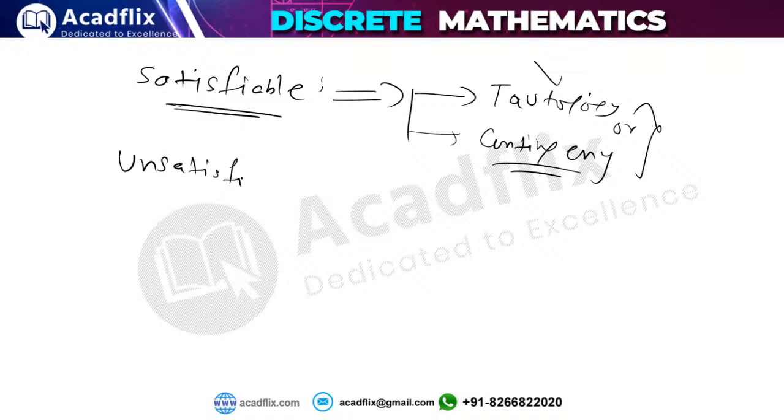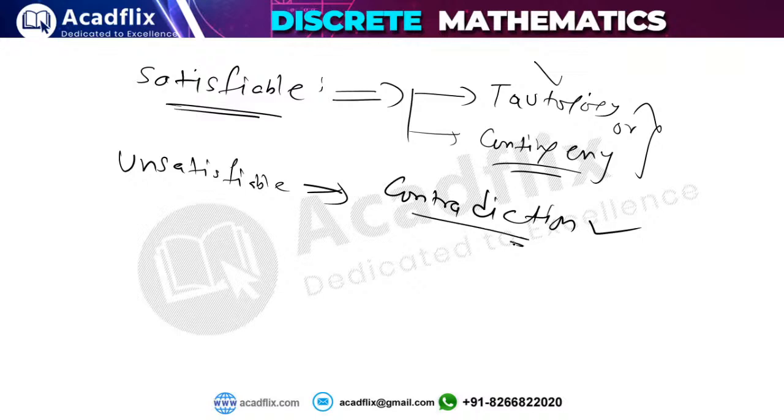Unsatisfiable means contradiction. So you can very easily find out now. You already know how to find out contradiction, contingency, tautology. If your formula is tautology or contingency, then your formula is satisfiable. If your formula is contradiction, then your formula is unsatisfiable. Okay, so let's take some more examples.